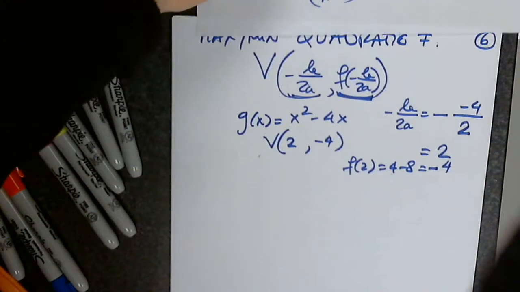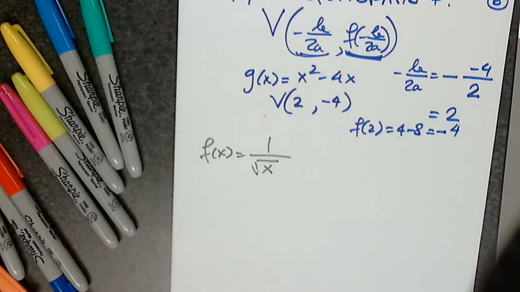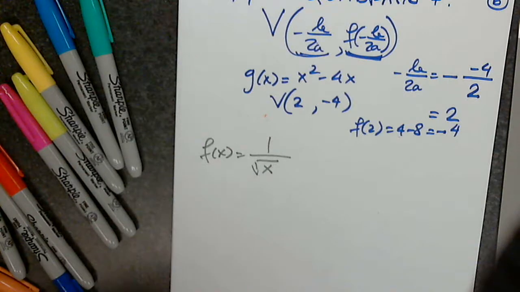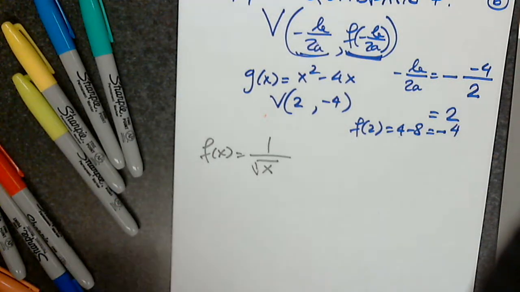So let's look at F of X now. 1 over the square root of X. How do I find the domain of this function? What do I have to write and solve? How did we find the domain of a square root? What did we write? What has to be? You said has to be. I didn't catch the first part. Maybe you said it, but when you say it has to be, did you say? No. X had to be greater than or equal to zero.